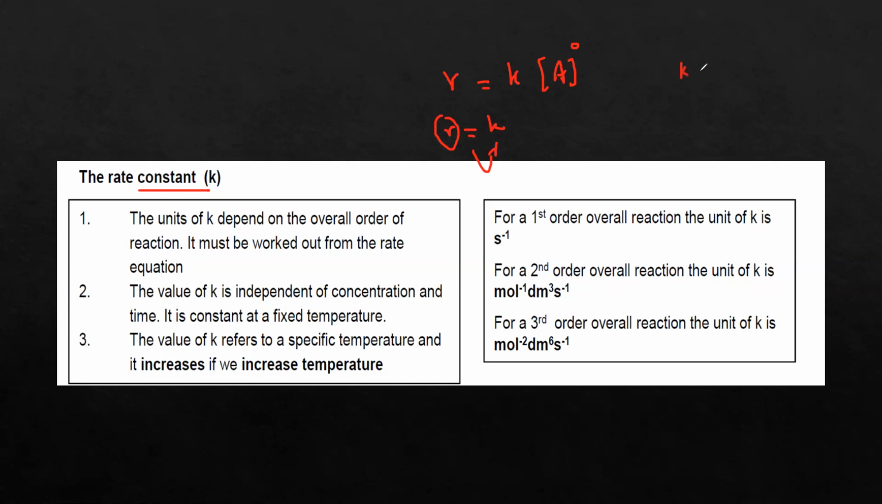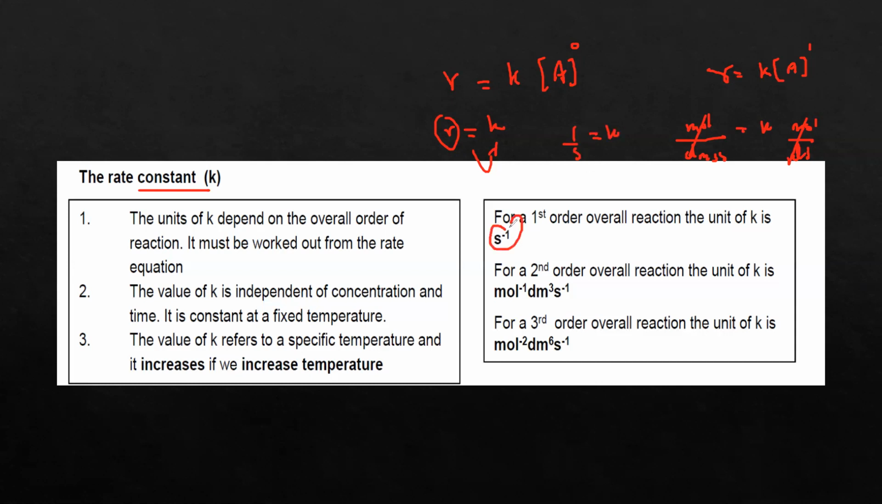But if it is a first order reaction, rate is equal to K times the concentration of reactant. So rate is mole per dm cube per second, and concentration is mole per dm cube only. So this mole per dm cube cancels with mole per dm cube. You're left with 1 over second, or second inverse, you can also say.